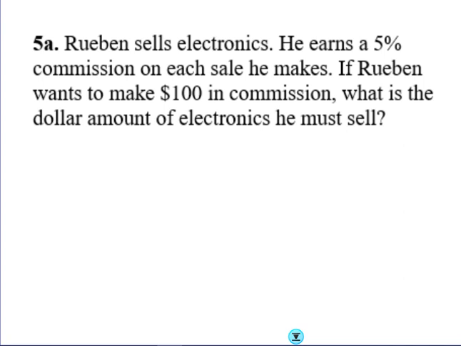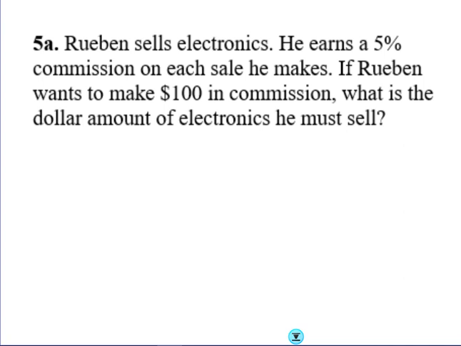So now we are going to work backwards in a sense. This time we're getting a percentage from commission. In this scenario, Ruben sells electronics. He earns a 5% commission on each sale he makes. If Ruben wants to make $100 in commission, what is the dollar amount of electronics that he must sell?